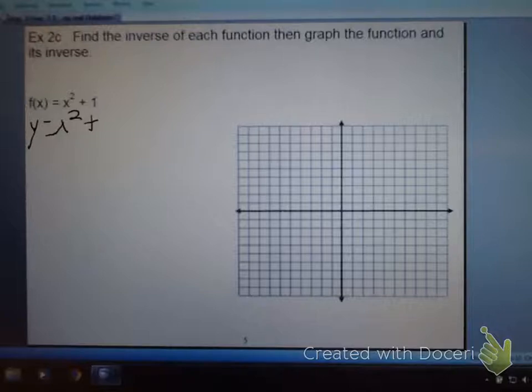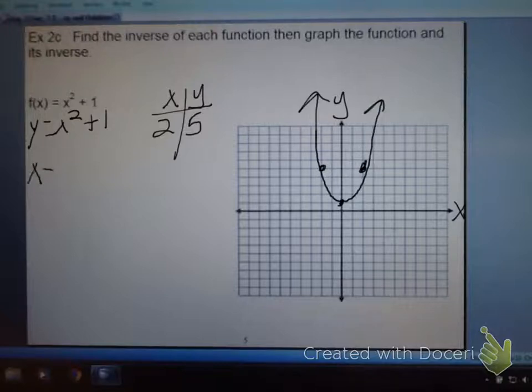Example 2c, we want to find the inverse of f of x equals x squared plus 1. I changed it to y equals x squared plus 1. Now that is a quadratic, which is a parabola, and the vertex is at (0, 1).